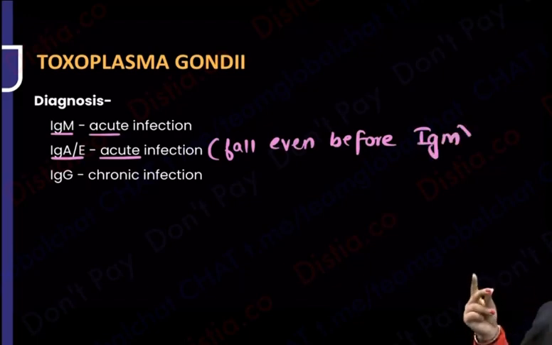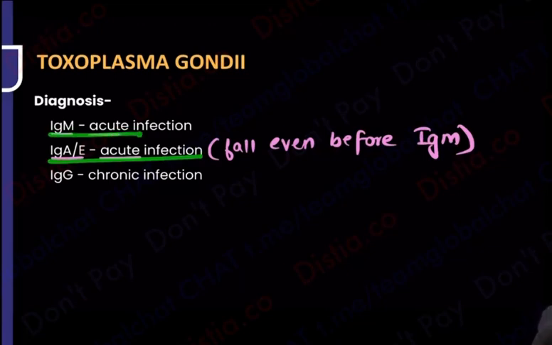Jaldi jaldi rise karo, jaldi jaldi fall karo. That is what is IgA and E. They rise very, very quickly, fall very, very quickly. IgM also rises quickly but falls dheere dheere, acute. They are all indicative of acute infection. IgG on the other hand is indicative of chronic infection.